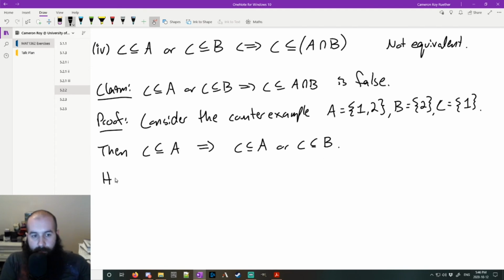However, C is just equal to the set {1}, and it is not a subset of the set which only contains 2, which is A intersect B. So, the premise is satisfied while the conclusion fails, so this implication is false.